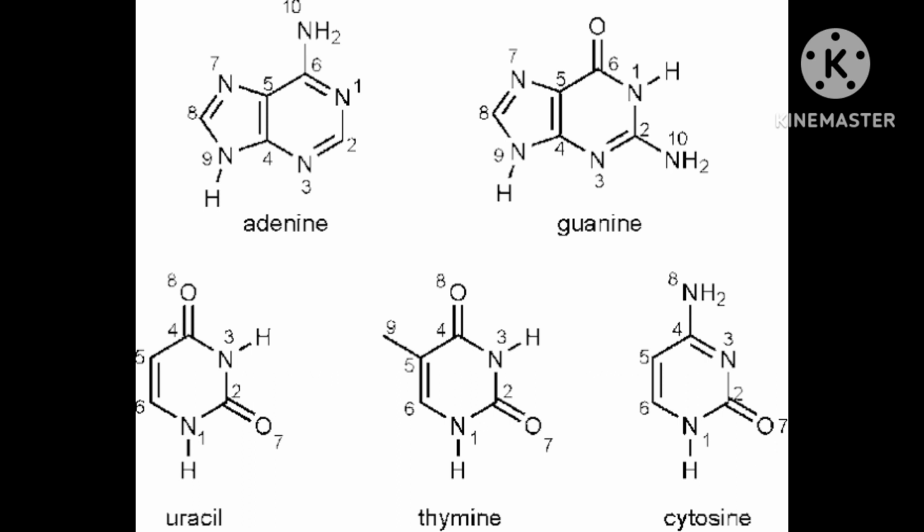Then this is actually cytosine, only a 6-membered ring with 3 nitrogens in total. But in the ring only 2 nitrogens are there, and 1 NH2 is attached with carbon. Now the next base is thymine.